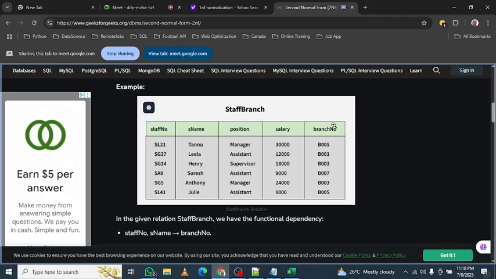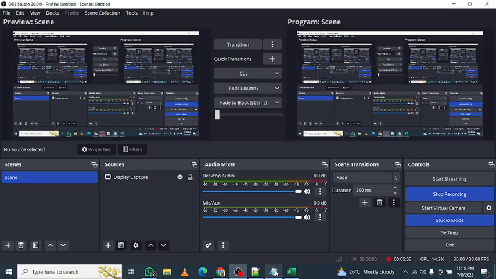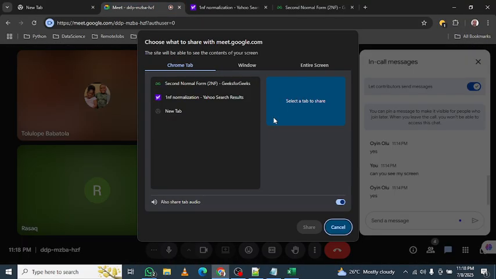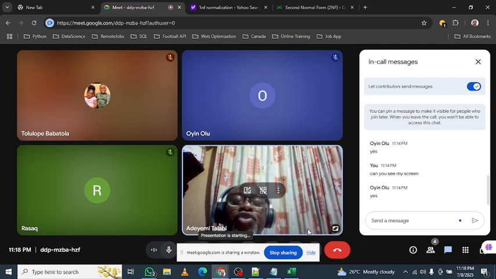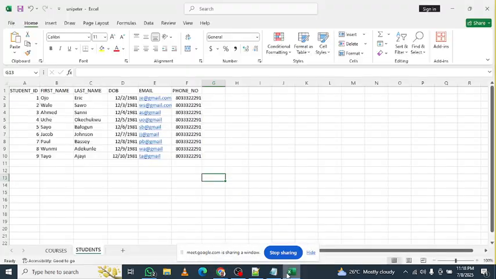So I'm going back to the Excel file now. So I'm stopping this, then sharing the Excel file. So I'm sharing the Excel. Okay, share. Okay, we want to take it to the second normal form. So that means that we should have another table.